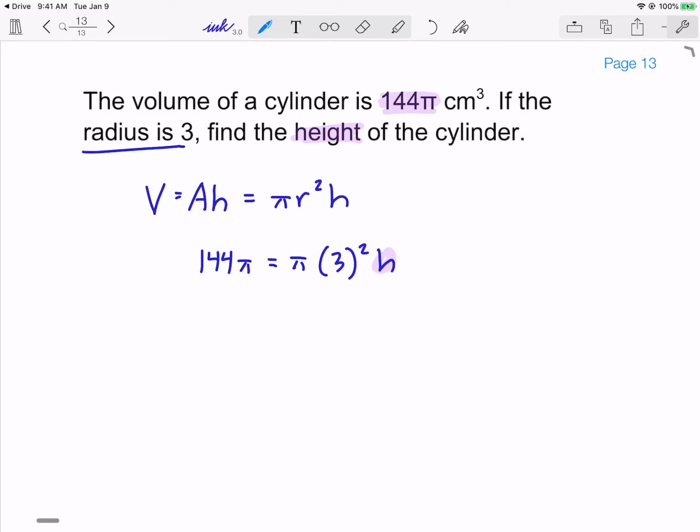So now I've got to do algebra to solve for h. So I'm going to divide both sides by pi. So then I get 144 equals 3 squared h. 3 squared is just 9. So then I'm going to do 144 divided by 9, and I'm going to get 16. So I get 16 centimeters is my height.